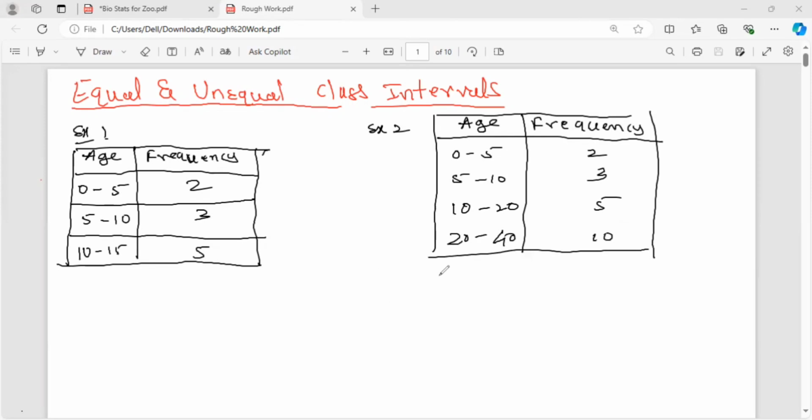Right. So what is the difference between these two examples? The difference is when you measure the size of the class interval, right? So when you measure the size of the class interval, just check here.